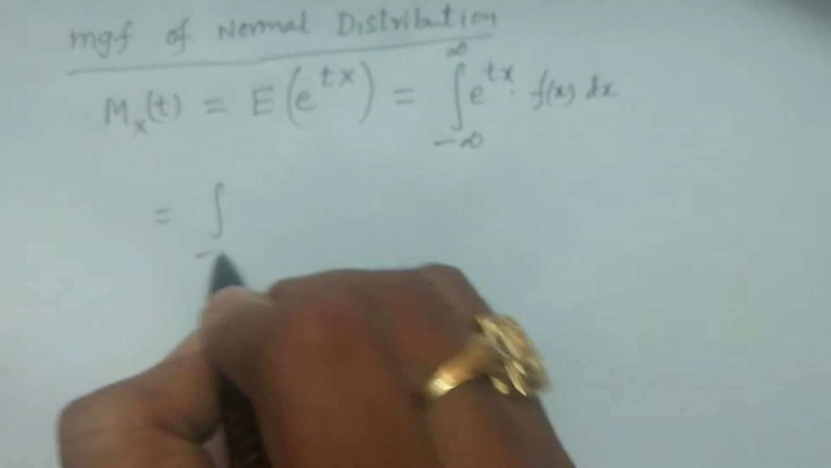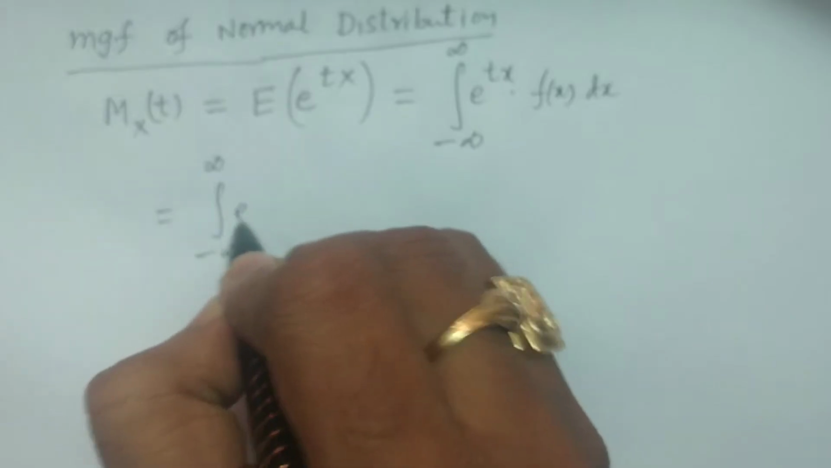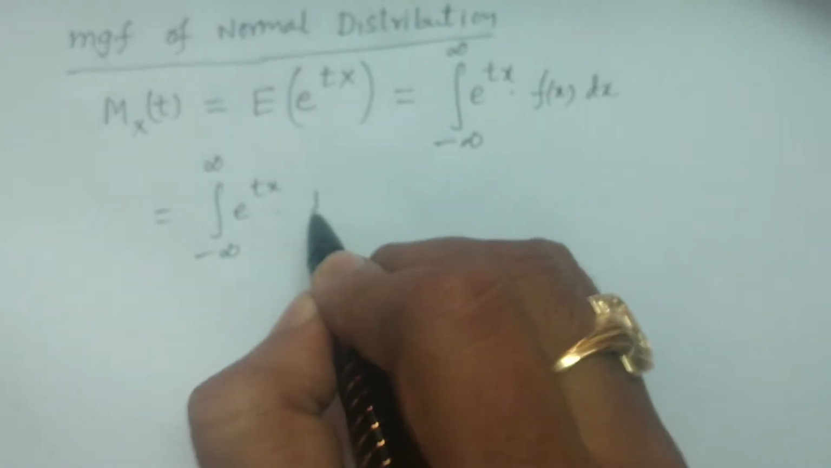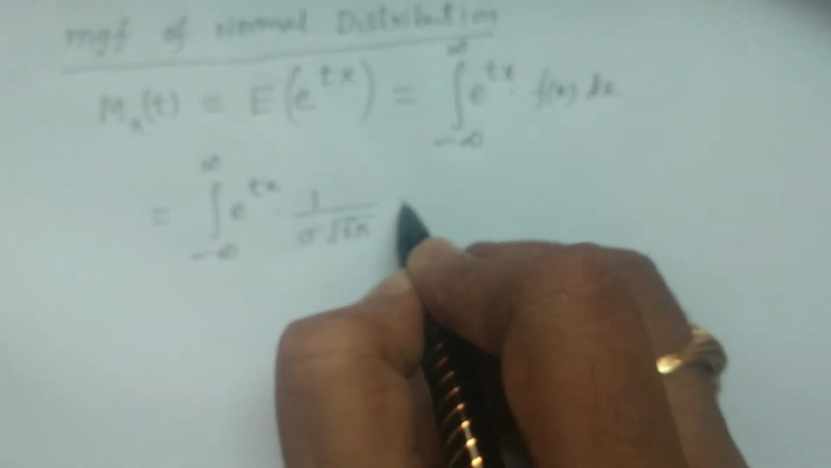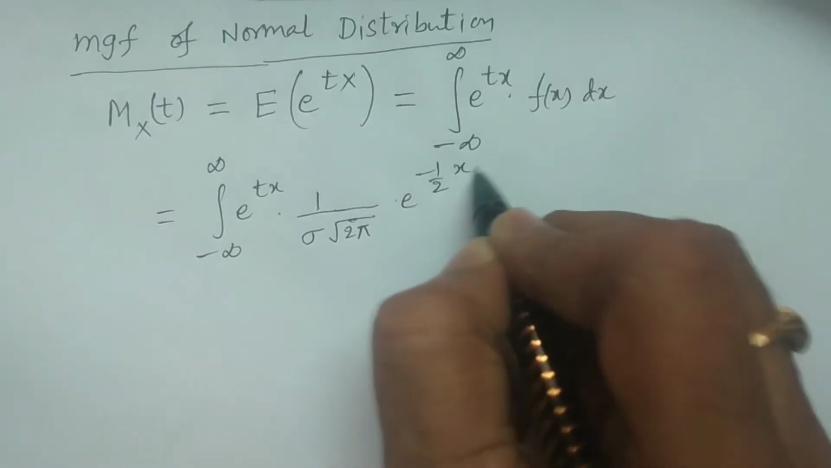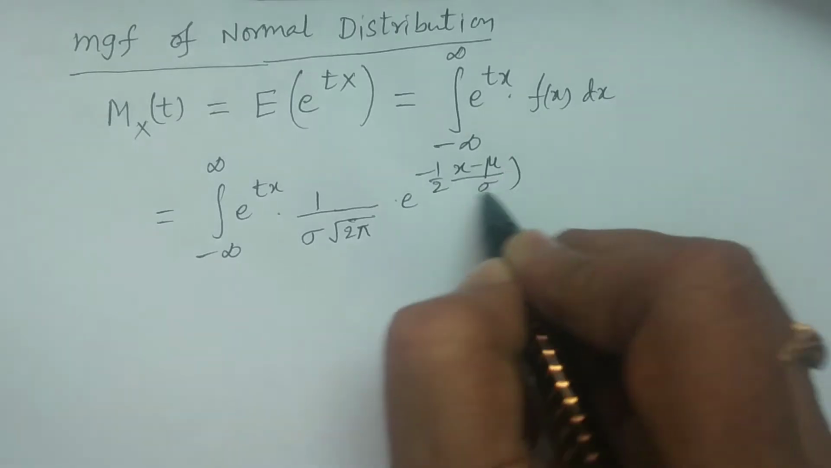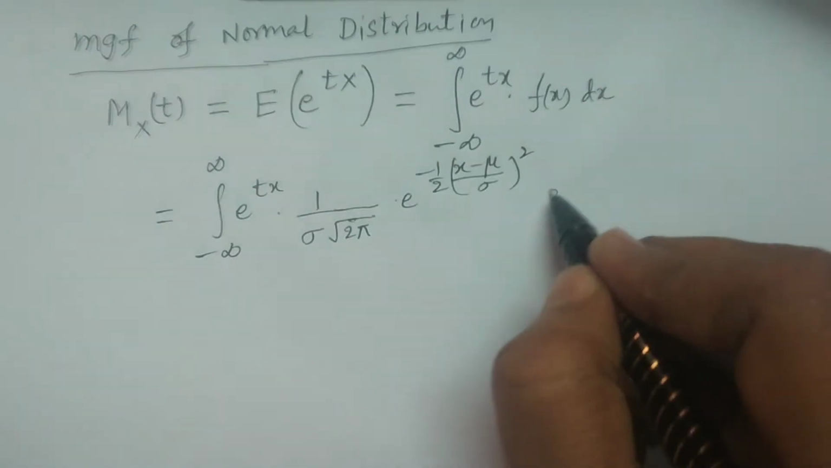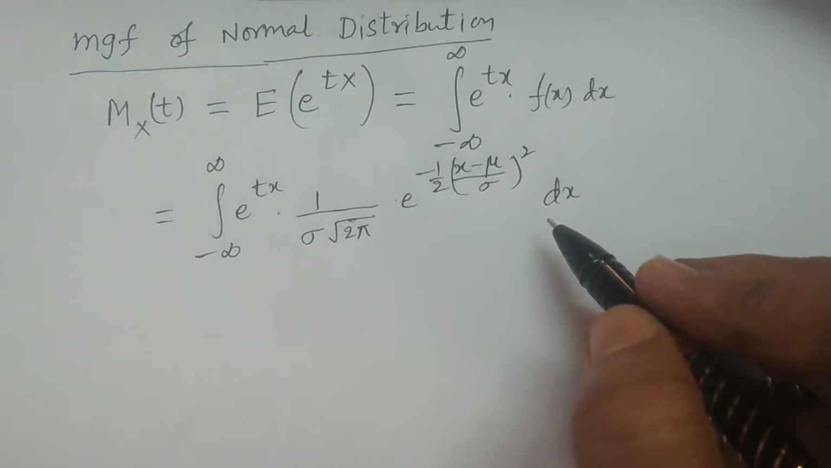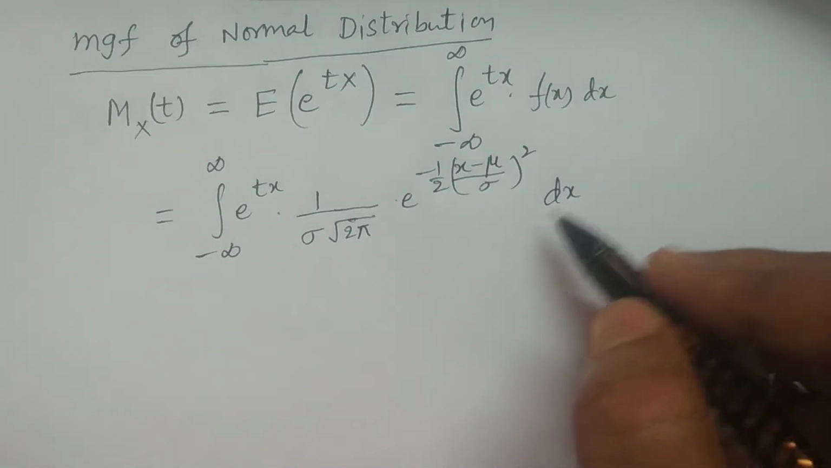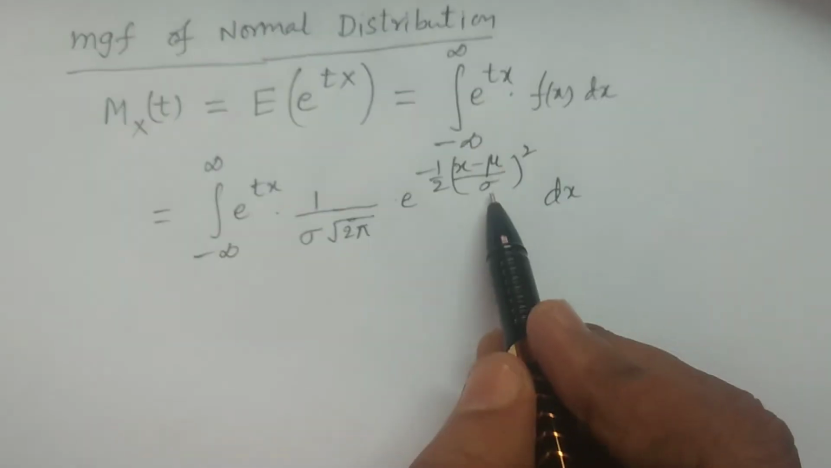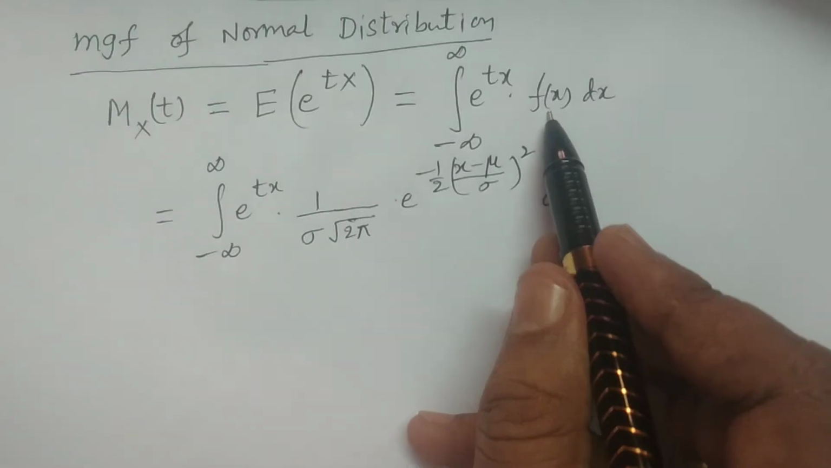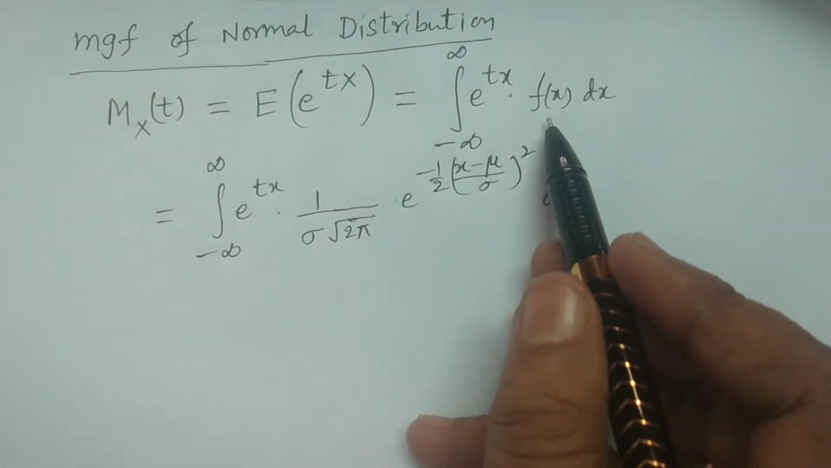What is f of x? It is equivalent to the integral from minus infinity to infinity of e power tx, where f of x is 1 by sigma root 2 pi into e power minus 1 by 2 into (x minus mu divided by sigma) the whole square, dx. So this is the normal distribution PDF: 1 by sigma root 2 pi e power minus 1 by 2 ((x minus mu) by sigma) whole square. This is f of x, the PDF of the normal distribution.